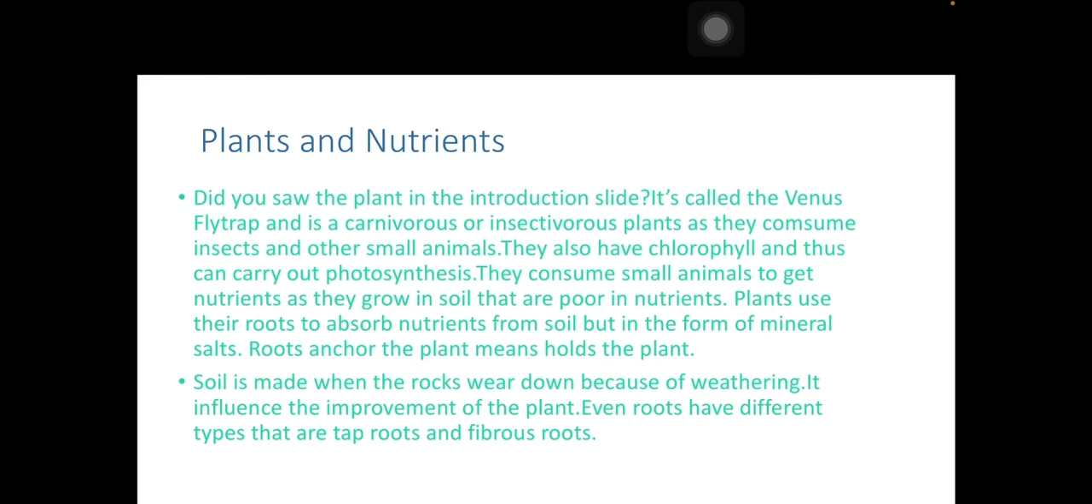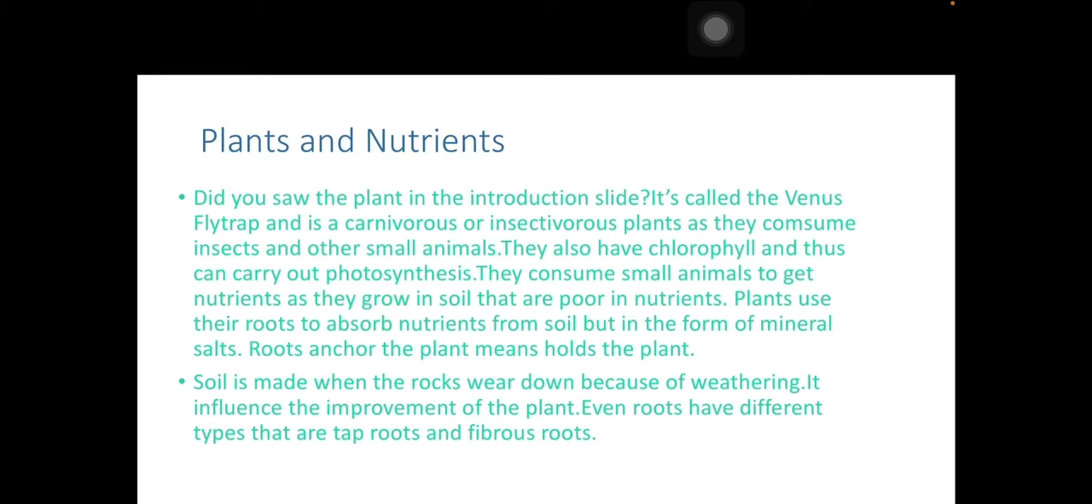So in this, they are telling that there are many plants and nutrients. Yes, I saw that plant, that's a little different type of plant. Another name for this is carnivorous plant or insectivorous plant. They are called carnivorous plants because they consume, means they eat, insects and other small animals to get nutrients, because they grow in soil which is poor in nutrients. So exactly, the plants need nutrients to grow well, but they do not have nutrients in the soil they grow in, so they need insects and other animals to gather nutrients.